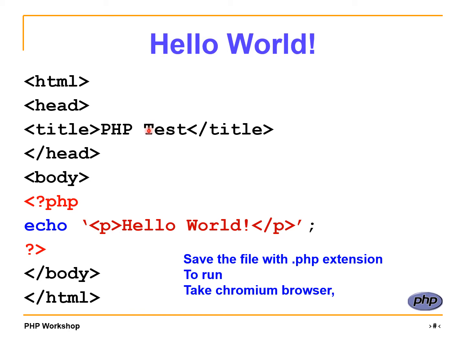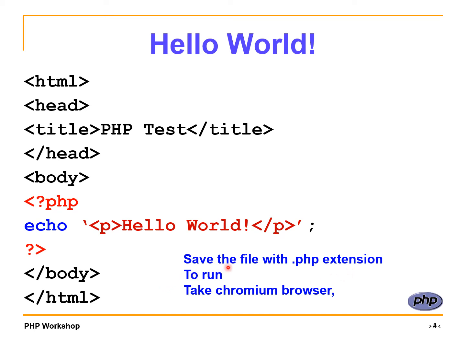So this web page is used for just displaying hello world, and hello world should be in a paragraph. That is why the p tag is mentioned in front of hello world. For executing it as a PHP file, we have to save the file with a .php extension.